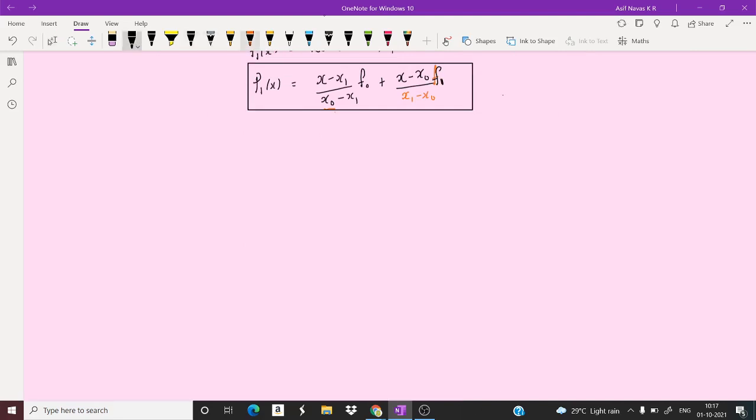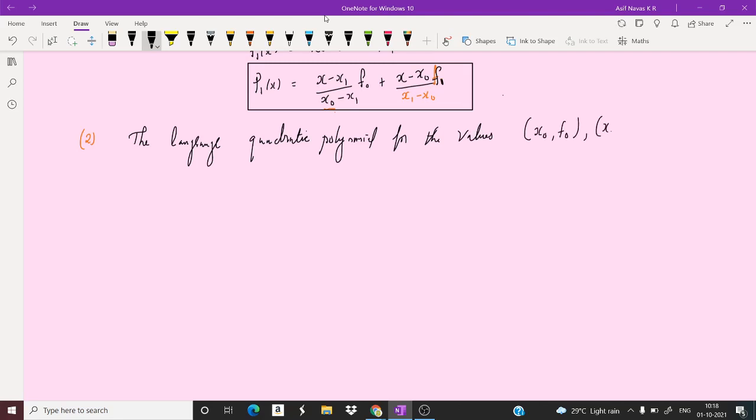Now, if we have given more than two values, the quadratic Lagrange polynomial for the given values, so here we have given three values, x naught, f naught, x1, f1, x2, f2, where f naught means f of x naught, the value of f at x naught. Similarly, f1 is f of x1. So here we have given three values.